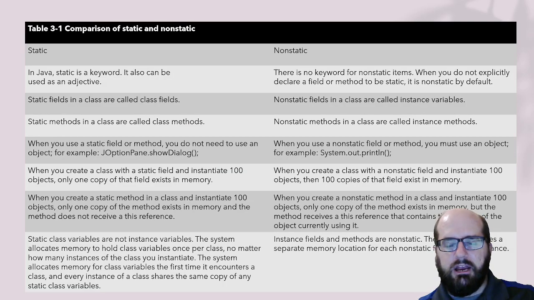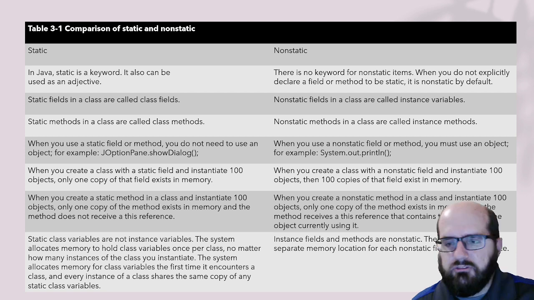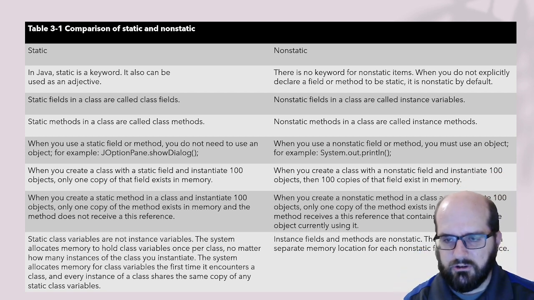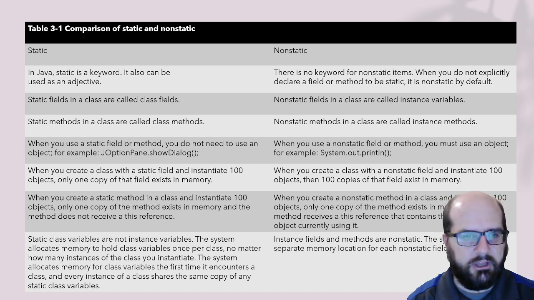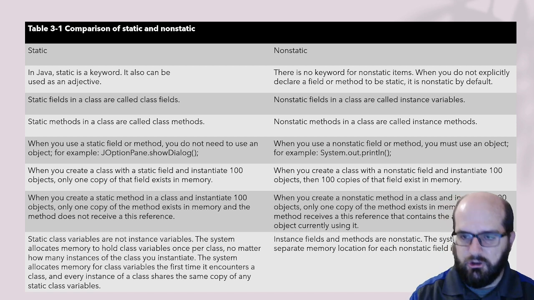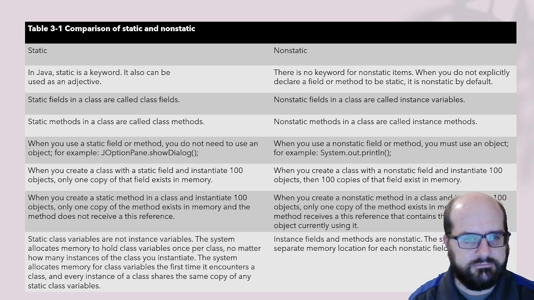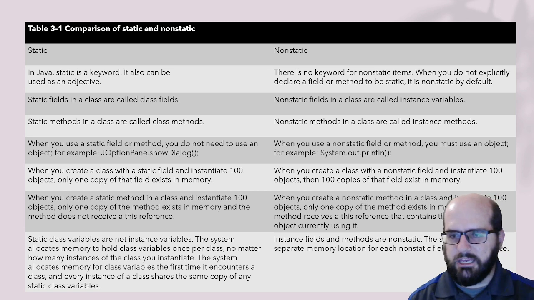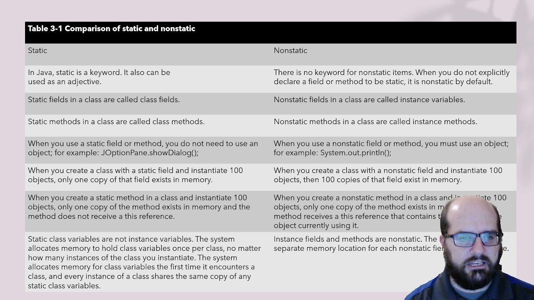All right, and I want to compare static and non-static real quick. In Java, static is a keyword. It can also be used as an adjective. Static fields in a class are called class fields because they go across the class and not just by the instance. Static methods are called class methods because they're once again used across the class. When you use a static field or method, you do not use an object. For example, JOptionPane.showDialog. ShowDialog is a static method and does not need an object.